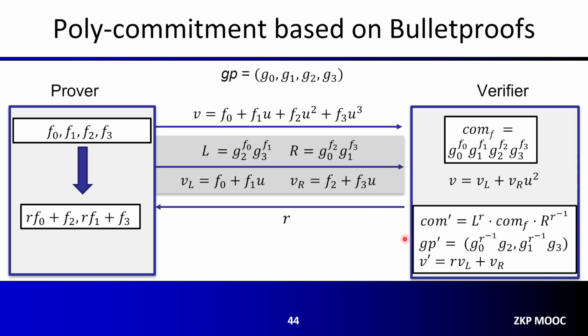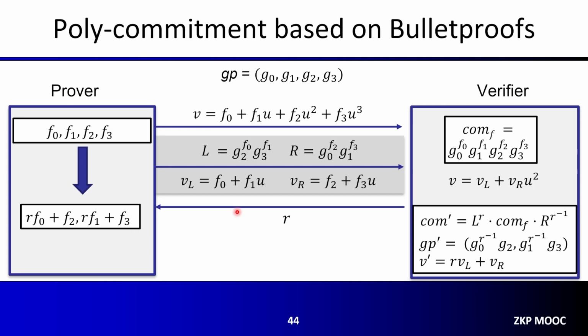So going back to the original picture, that completes the description of one step of this reduction. In each round, the prover can send VL, VR as the evaluations of the first half and second half, and L and R as the cross-term commitments of the first half and second half. And the verifier can update the commitment as this equation, derive the new basis as this equation, and compute the new claim of evaluation V prime as R times VL plus VR. So in this way, they can reduce the original polynomial and evaluation to a new polynomial and evaluation of only half of the size.